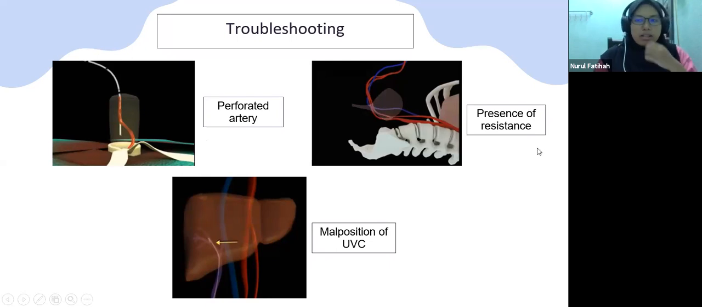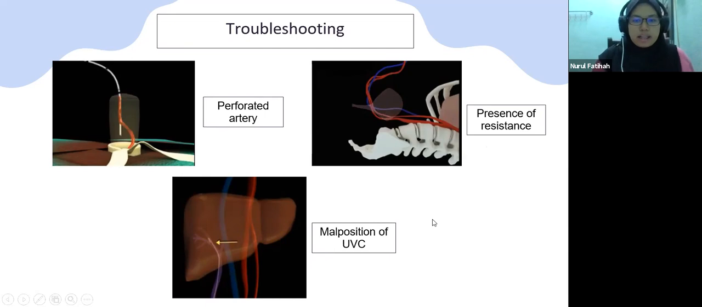Next condition is presence of resistance. Sometimes when you insert the catheter, before the catheter enters into the internal artery, there is resistance around the bladder. So what you have to do is you can press gently for around 30 seconds, or you can change the position of the infant from supine to a bit lateral position.